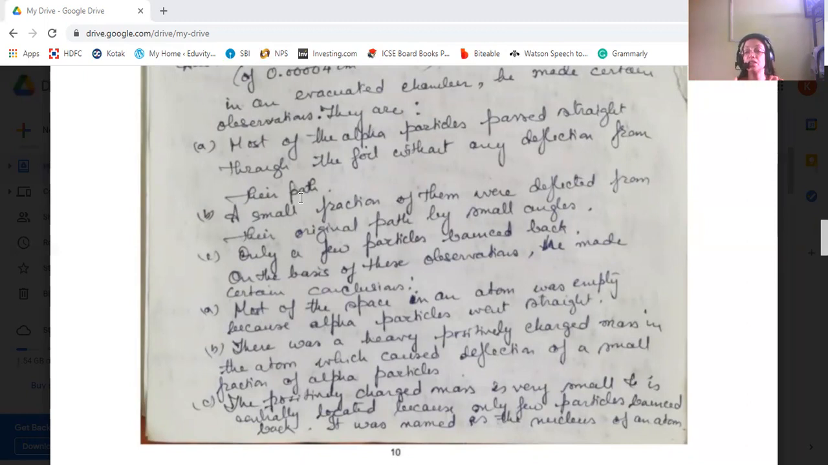And this was named the nucleus of an atom. This central portion, which has the mass and contains the positive charge, was named the nucleus.